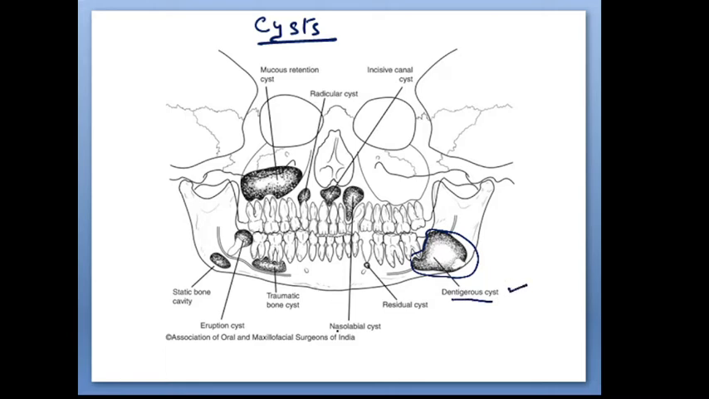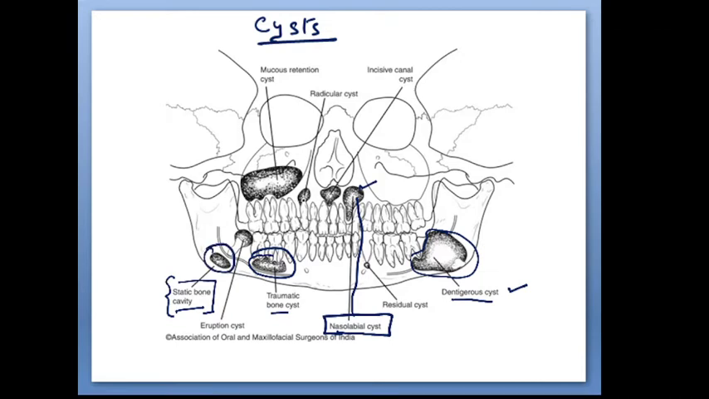Then nasolabial cyst, which is a non-odontogenic cyst, is located in the anterior region of the jaw. Particularly, it is more common in the maxilla. Then the simple bone cyst, or traumatic bone cyst, is seen in the posterior mandibular region. Static bone cyst, again, is a pseudocyst which is found below the inferior alveolar canal.